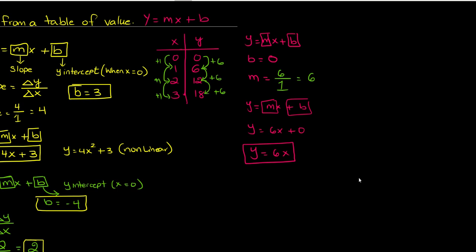One thing: there might be a question where, when you find the change, let's say it goes 6, next one comes to 3, next one comes to 1. That's not linear. That means you cannot write an equation in y equals mx plus b form. So your answer for that particular question will be that it's not linear, so you cannot write an equation.